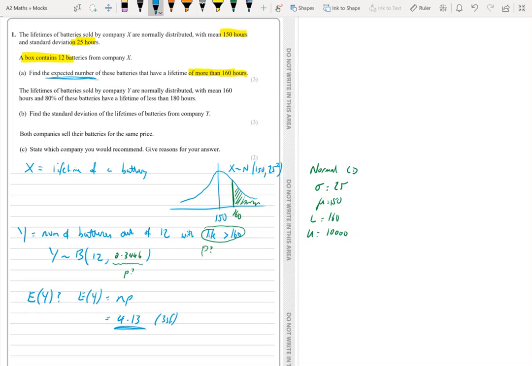Now that is a number of batteries, so it's strange that it's a decimal, but it's only an expected number. It's an average, it's a mean, so it's perfectly fine that that is a decimal. Okay, so far so good.